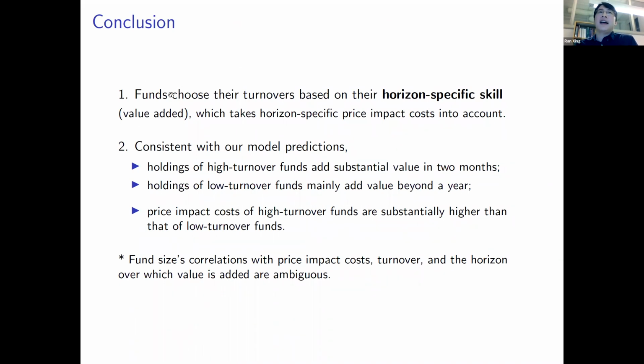So let me conclude. We find funds choose their turnovers based on their horizon-specific skill, which is measured by value added. And the value added has taken the horizon-specific price impact cost into account. Consistent with our model predictions, we find that holdings of high turnover funds add substantial value in the first 2 months, while holdings of low turnover funds mainly add value beyond a year. And price impact costs of high turnover funds are substantially higher than that of low turnover funds. And lastly, the fund size correlation with price impact cost, turnover, and the horizon over which value is added are ambiguous, at least based on our model. Thanks. I think that's all for my presentation.